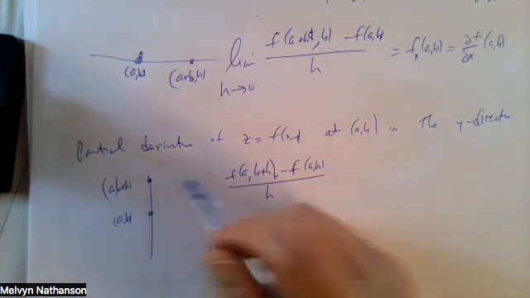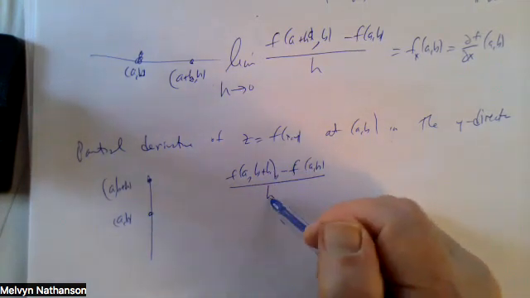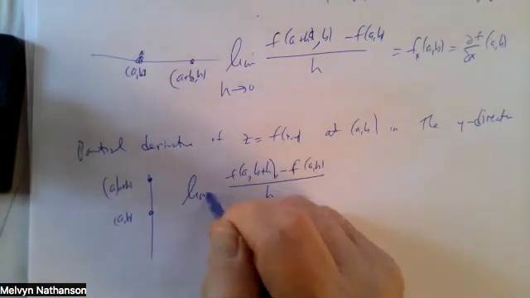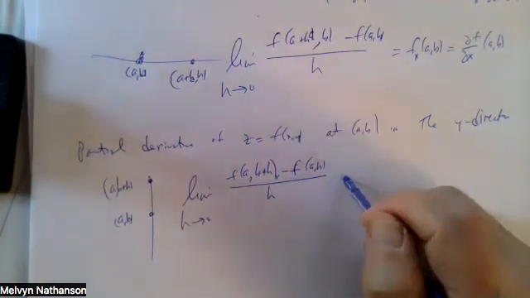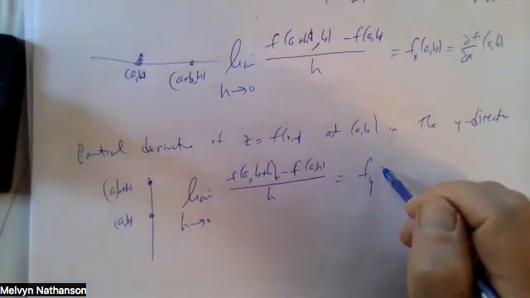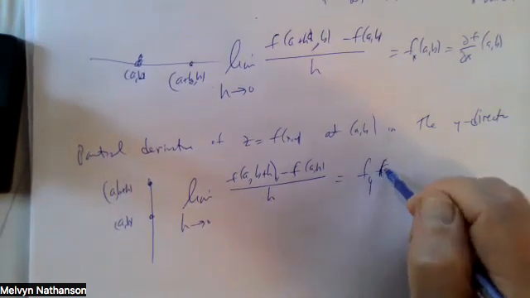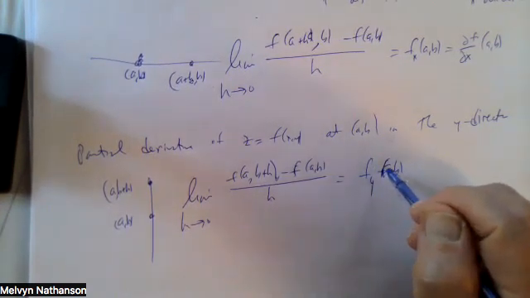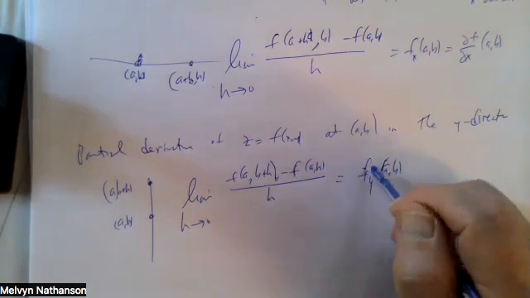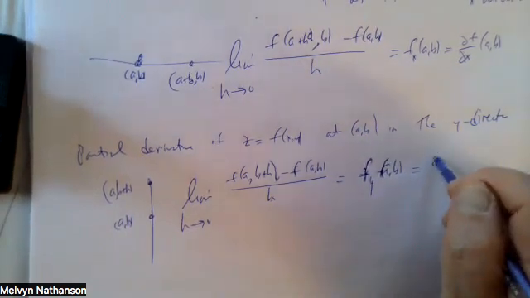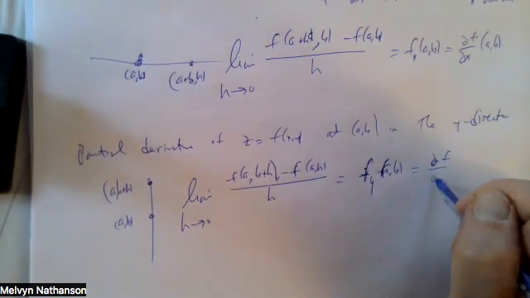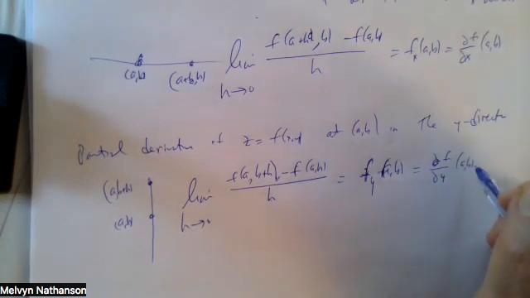That is, if you go h units, what is the amount of change relative to h? Take the limit of that as h goes to 0. And this is the partial derivative of f with respect to y at (a, b), or partial of f with respect to y at (a, b).